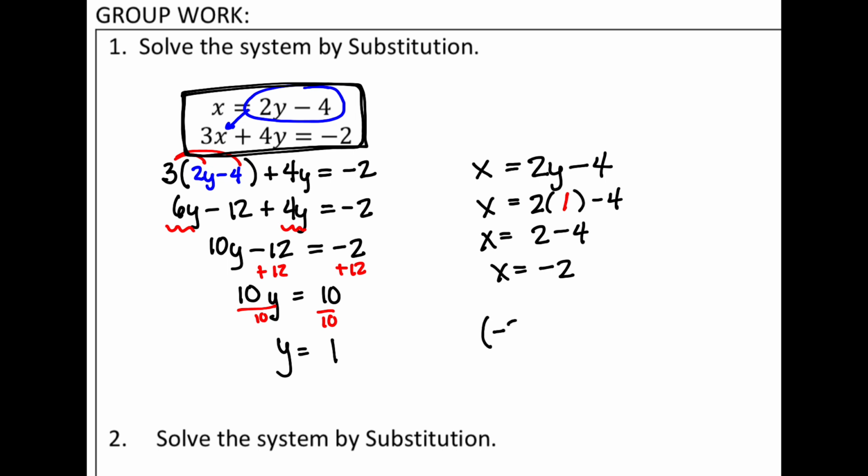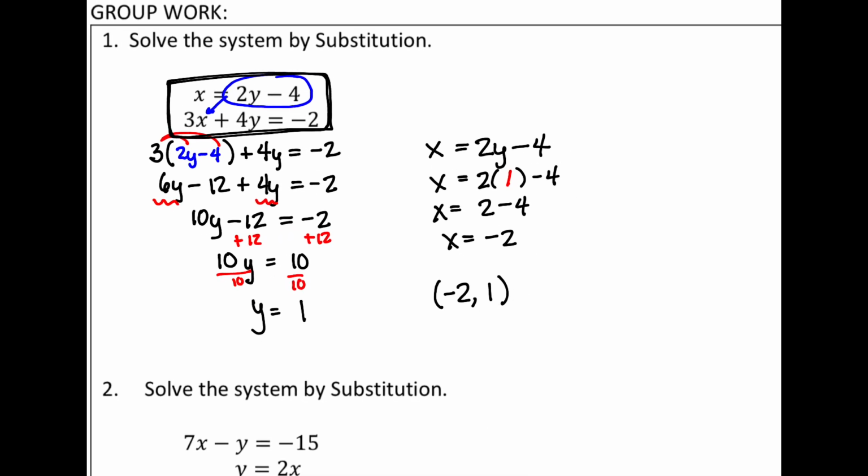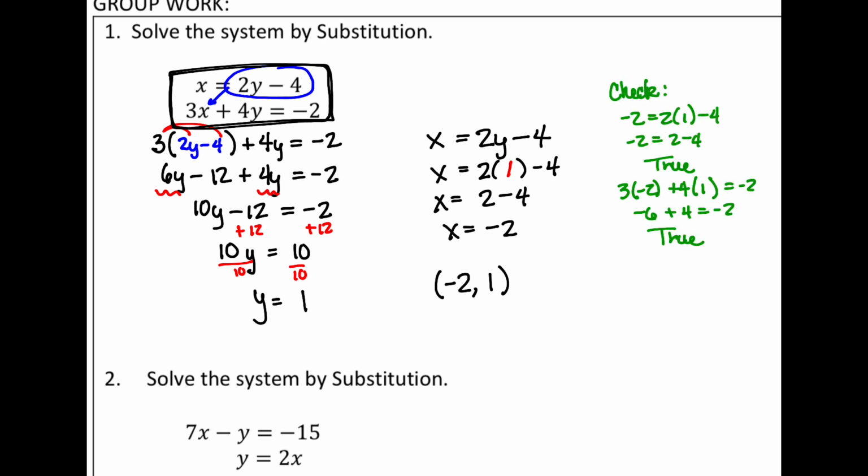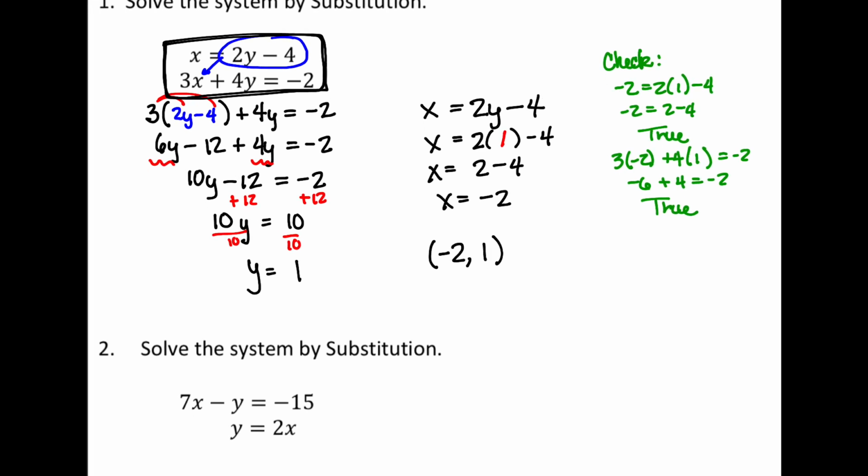Please don't stop there. You've got to write it as a point. And the point is always alphabetical, so x always comes first. And what that means is that the point -2, 1 is on both lines. So it should check in both lines. And it does. Okay? That green part is not necessary. However, if you do something that doesn't feel quite right and you wonder if your answer is correct, at least do it in your head, you know? Okay, second one.